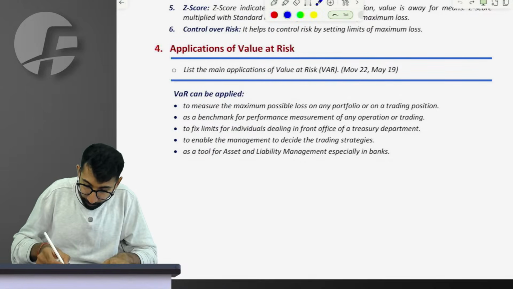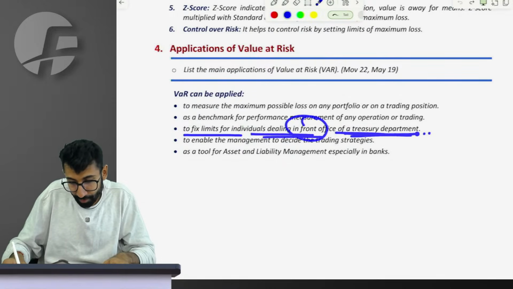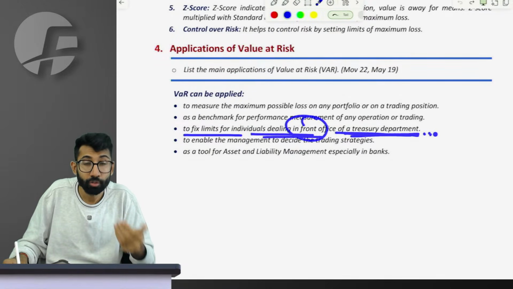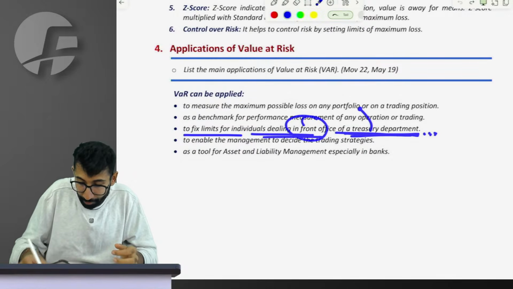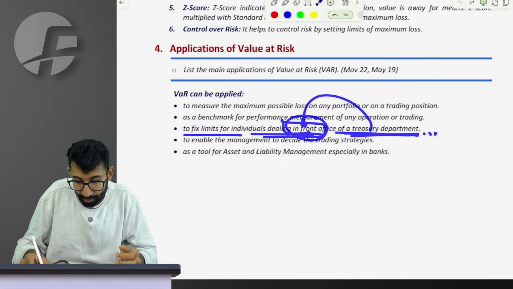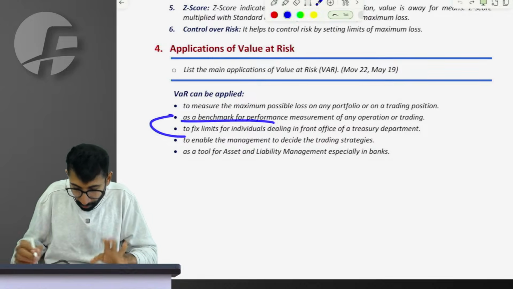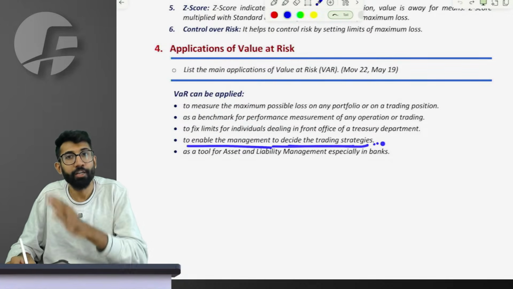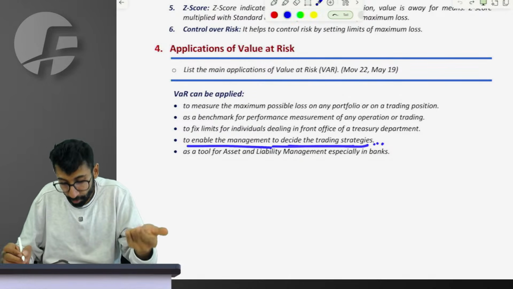Cool. Fixed limit for individual dealing in the front office as treasury department. Sir, there are departments managing cash who invest the excess cash in different money market securities. So that department, the front office, fixes the limit for them, the maximum loss they can bear. It's related to the benchmark only, to enable management to decide the trading strategies. What kind of strategies should be chosen, the one which has the lowest value at risk should be chosen.